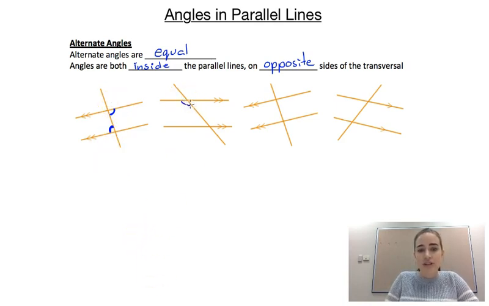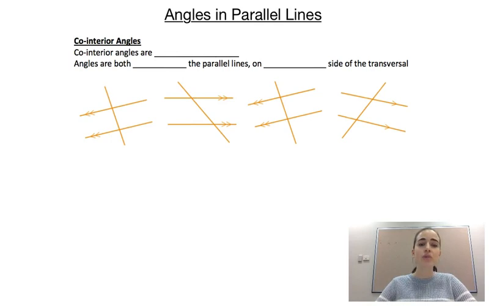We could also pick this one here, and this angle here would be its alternate angle. If we picked this angle here, then this one would be alternate. And for our last one, this angle here would be alternate to that one. It's also important to see that in each parallel line, there are 2 sets of alternate angles. So this one is also alternate to this one. These 2 angles here are alternate, these 2 are alternate, and these ones as well. So there are 2 sets every time you have a set of parallel lines and a transversal.